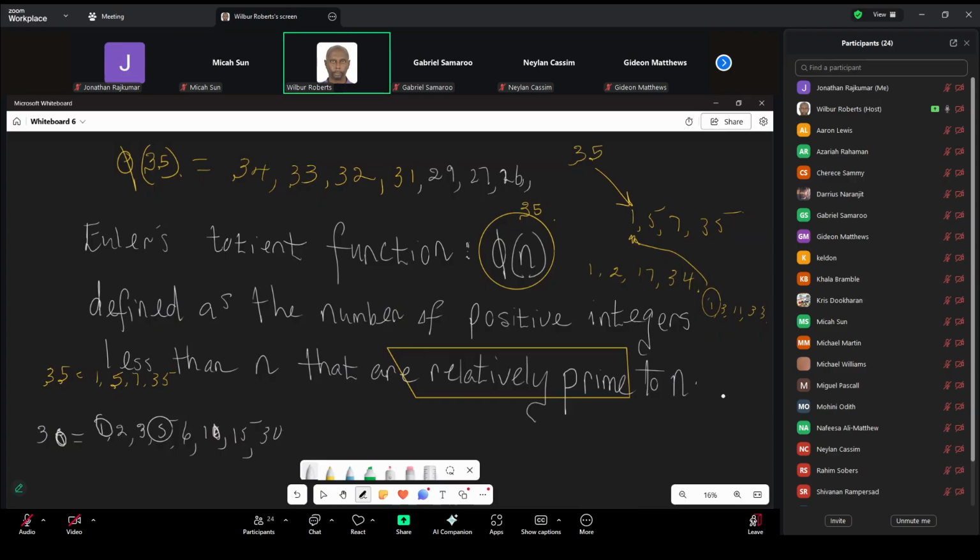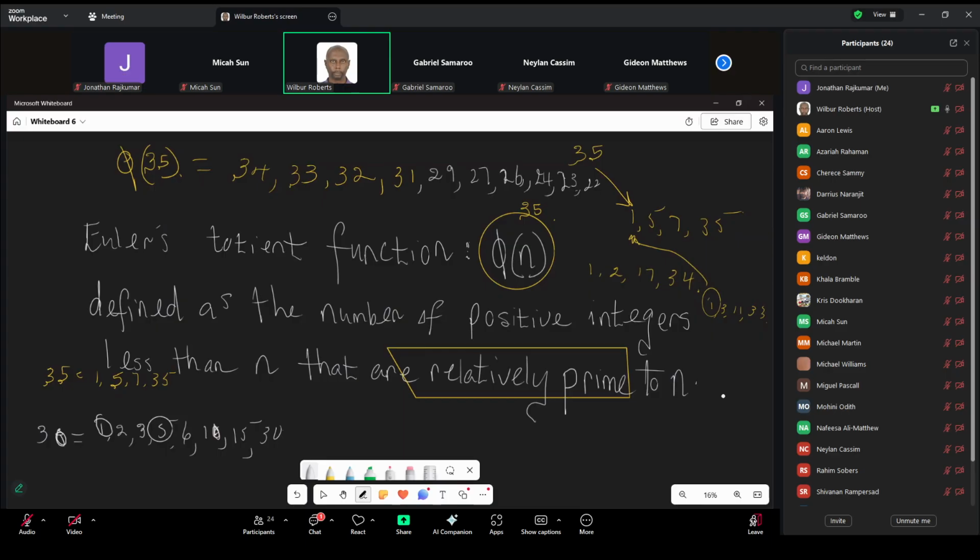1, 2, 3, 4, 5, 6, 7. 24 will be 1, 2, 4, 6, 8, 12, 24. All right, so 24 will go here. 23 is 1 by 23, so 23 will go here. 22 is 1, 2, 11, 22. So 22 will go here.